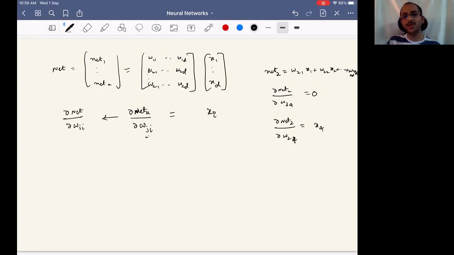Which is the function that helps you, at a given point, to be 1 and at the remaining points to be 0? Impulse function. People can write like this, or they can also write more specifically delta_{k=j} times x_i. This is the answer, right? This is ∂net_k/∂w_j. Is this fine or not?